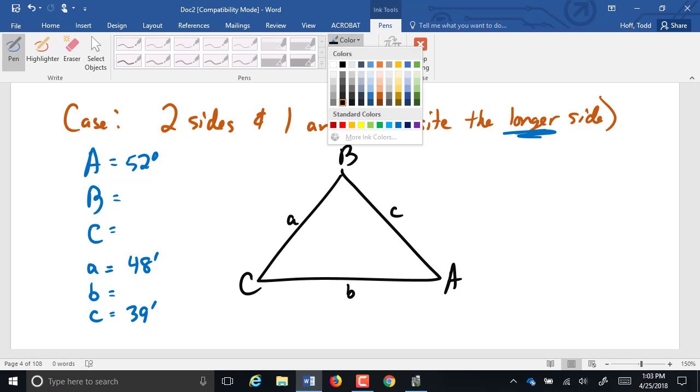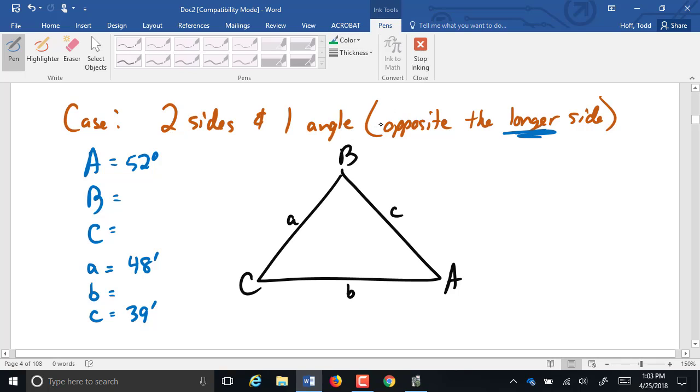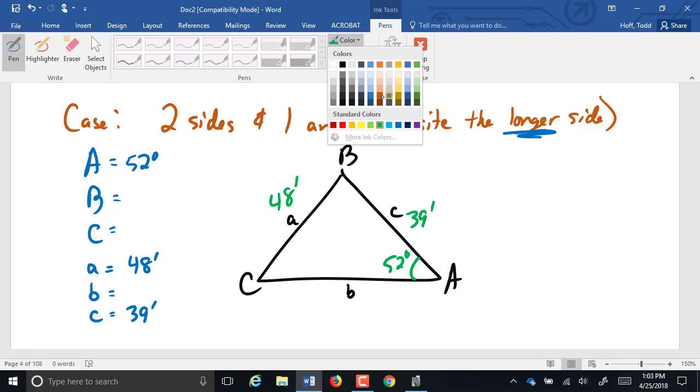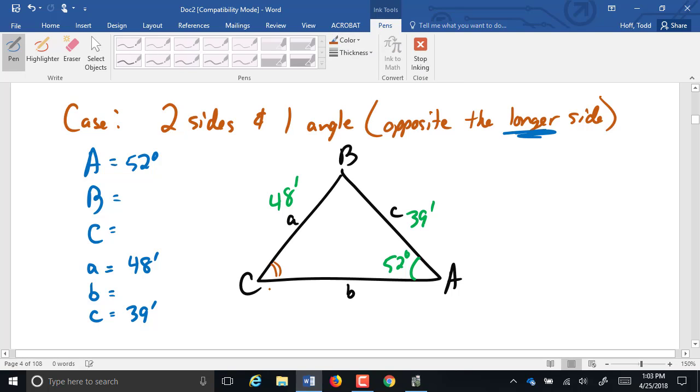Now there's a third side that we don't know, but that doesn't matter yet. So angle A here is 52 degrees. Side A is 48 feet. Side C is 39 feet. So now we can find angle C over here. We know angle C has to be smaller than angle A. That's very important. So we're going to use 48 over the sine of 52 degrees equals 39 over the sine of angle C.